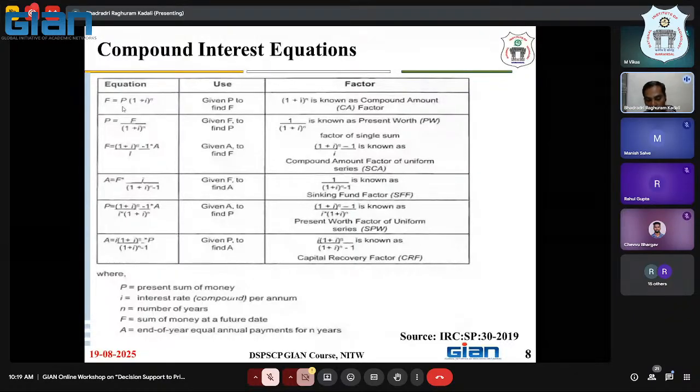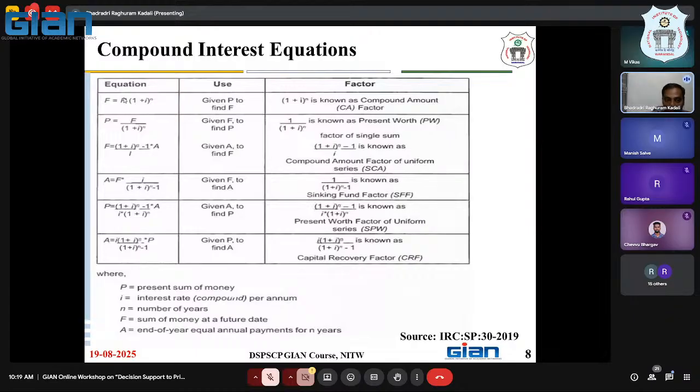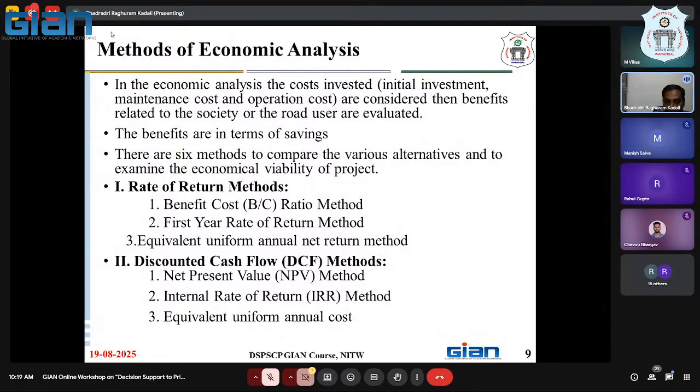So these are the ways we generally look into the different interest rates, or the compound interest rate equations. Now we will start with respect to the methods of economic analysis. Generally in economic analysis, cost is invested. That is the initial investment we have, then the maintenance cost, then the operational cost we have.